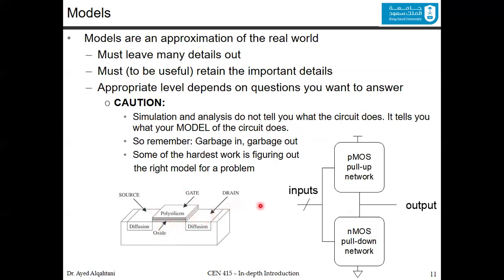If you want to design any circuit using transistors of this type, we have the CMOS design where you have the pull-up network and the pull-down network. You have also inputs and outputs, and we will come to that later. Here, we know that this is a model and this is another model.